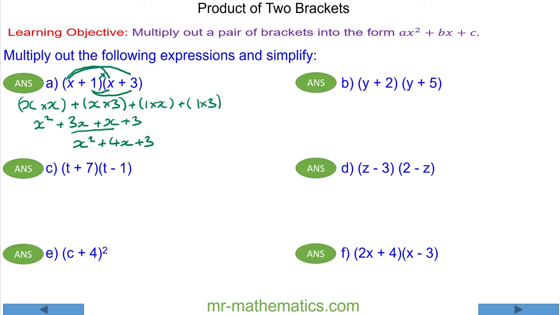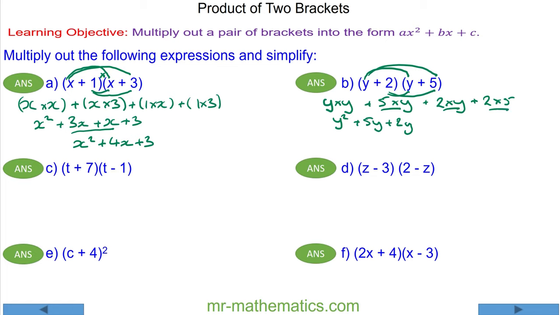For question C, we'll begin with y multiplied by y, which is y squared. And now we will multiply the y by the 5, so that is 5 times y. We'll move on to the 2 term, 2 multiplied by y, and then 2 multiplied by 5. We can simplify. We have y squared plus 5y add 2y plus the 2 times 5, which is 10. Now we can collect the like terms of 5y add 2y to make 7y add 10. So y squared add 7y plus 10.